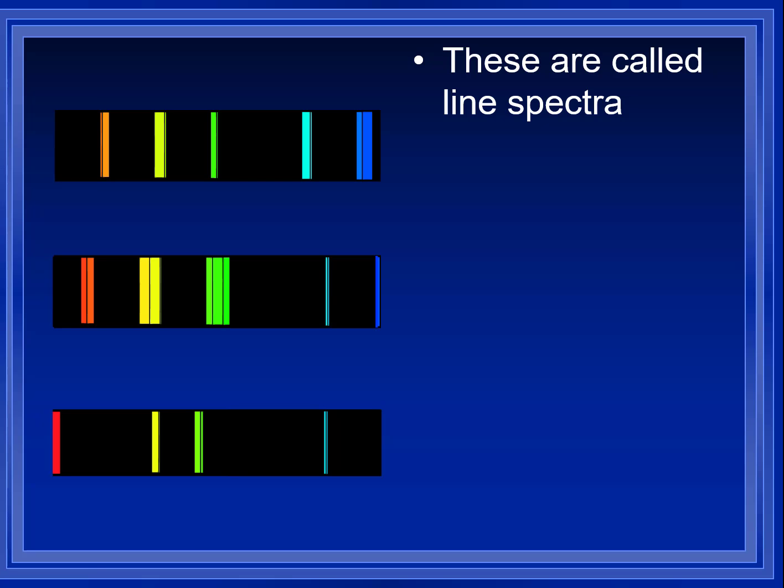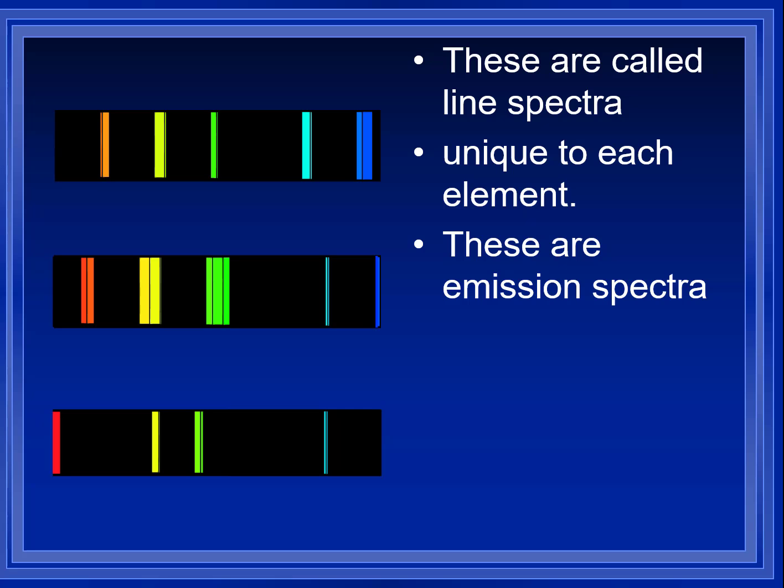Spectra is plural. Spectrum is singular. These are line spectra because the colors come in lines. And these are unique to each element. Every element has its own set of lines. These are the emission spectra. This is the light given off.